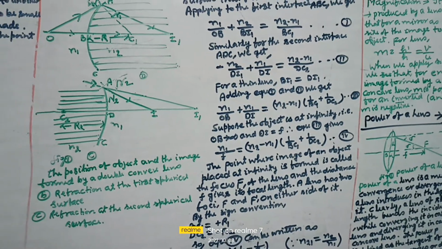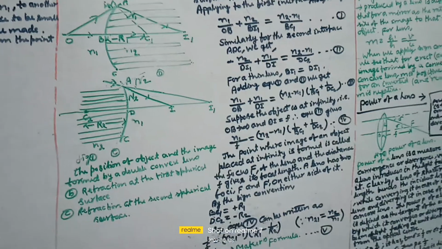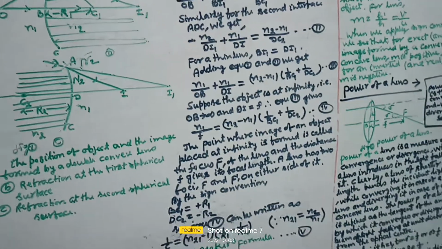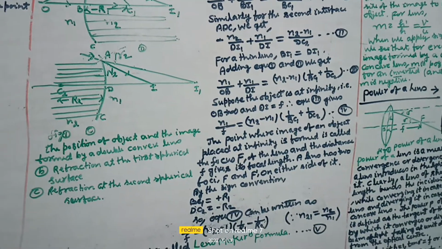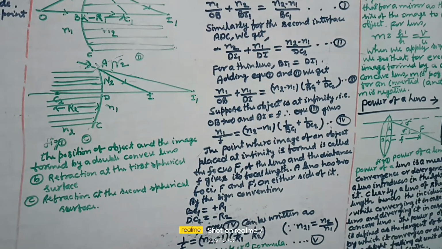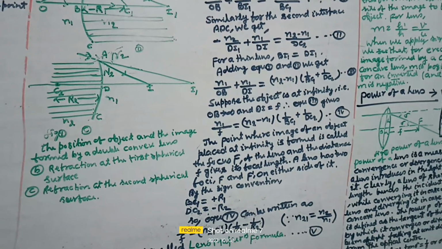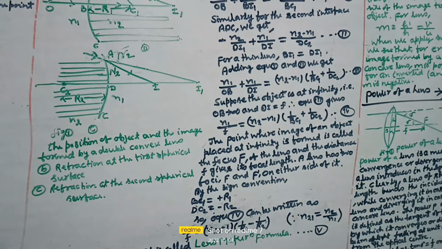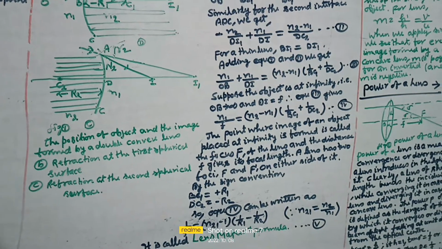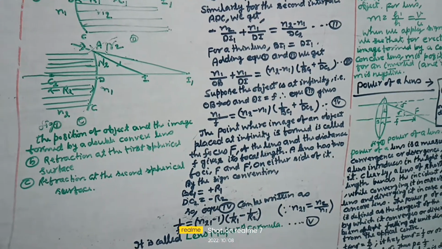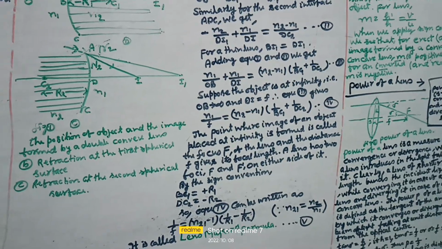A lens has two foci, F and F dash, on either side of it. As per the sign convention, BC1 = R1, DC2 = minus R2. So equation 4 can be written as 1/f = (n21 minus 1)(1/R1 minus 1/R2), where n21 = n2/n1. It is called the lens maker's formula.